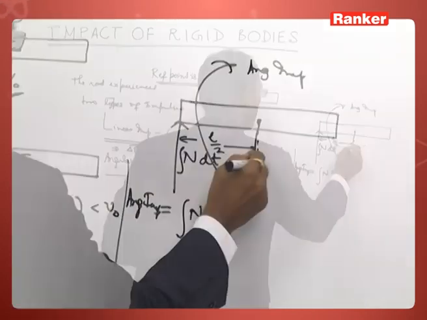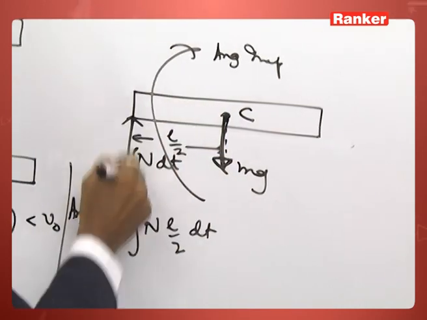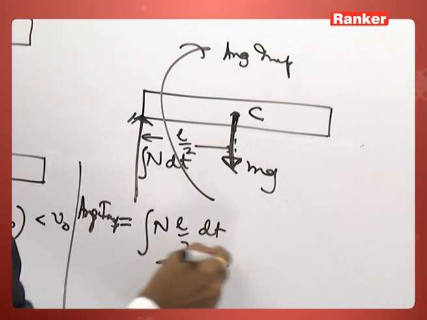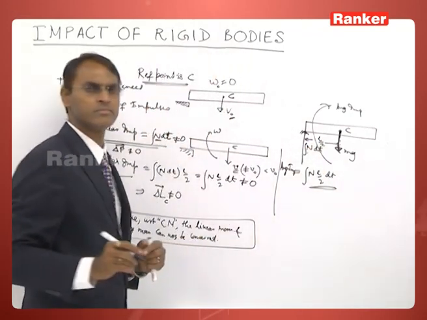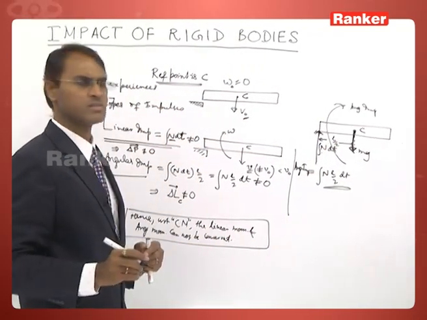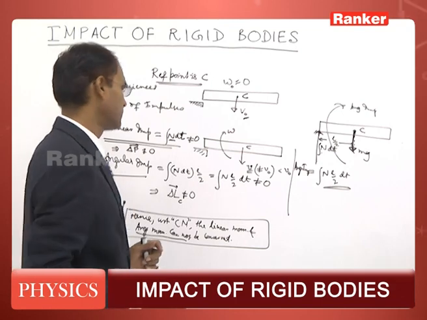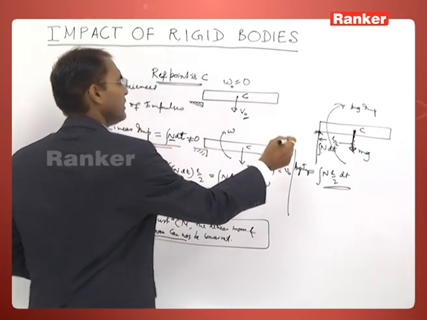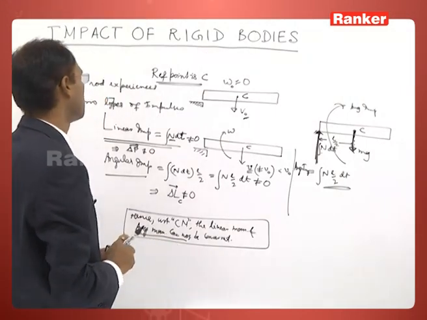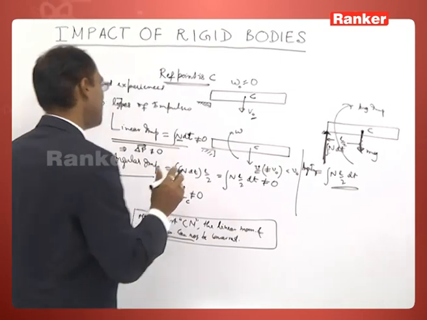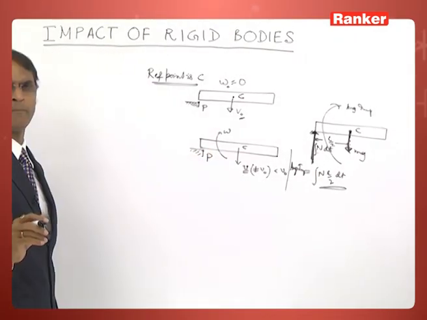Gravitational force passes through the center of mass, it produces zero torque, but the normal reaction produces a non-zero torque about the center of mass. Therefore, the angular impulse is produced by the normal reaction about the center of mass. Hence, about the center of mass, we cannot conserve the angular momentum. Linear momentum cannot be conserved because the net impulse is not zero. Let us now take the reference point, the point of collision, let it be P.